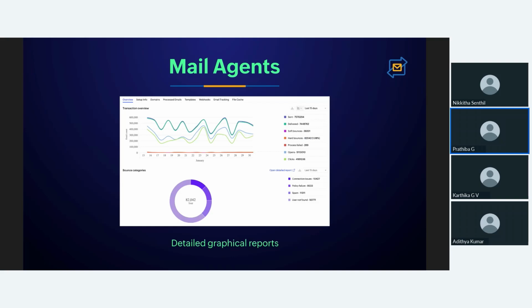Also, a dedicated channel means dedicated reports. And each mail agent has detailed graphs that give information on these email statuses. And all the information that you find within the mail agent is specific to that mail agent alone. And also, as you can see from this image here, there are multiple features available within a mail agent. But in this session, we're going to talk about two features which will be a great help as you start sending emails. So the first one in this list is templates.